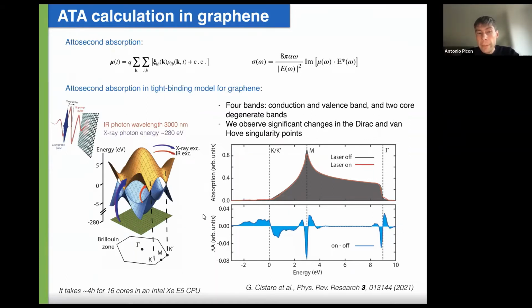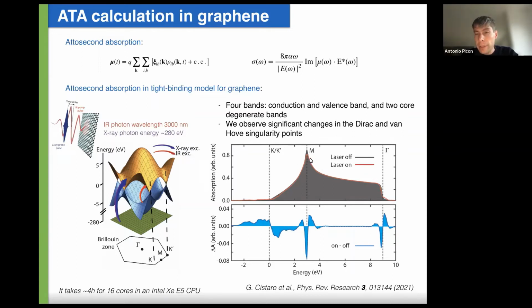So we did the simulations. First, we introduced only the attosecond pulse. We send to the system the attosecond pulse, and then we calculate the absorption. And what we obtain is what is in gray. So this is laser off. And then what we do is now introduce the infrared laser. And now this is just for time delay 0. And then I will show what happened when we move the time delay.